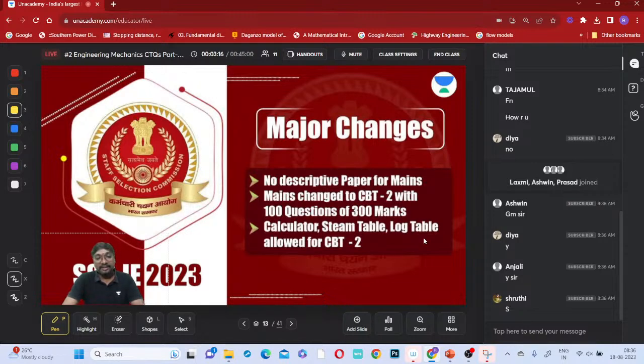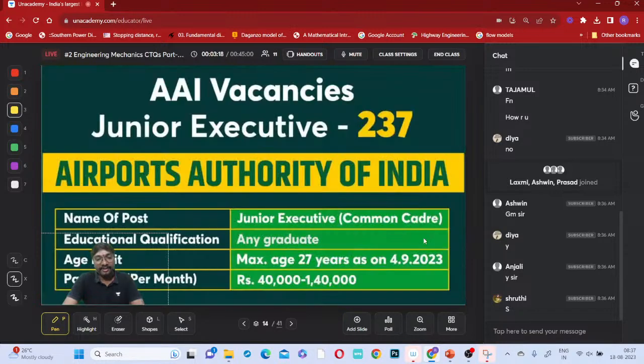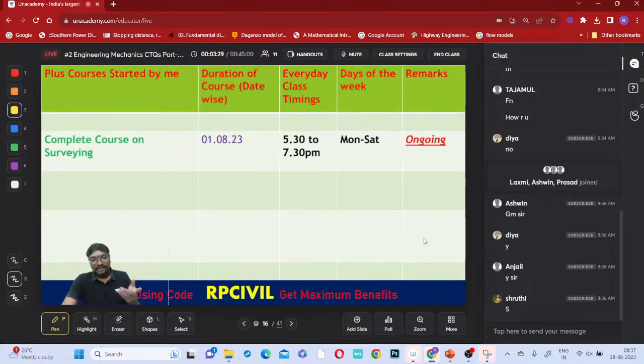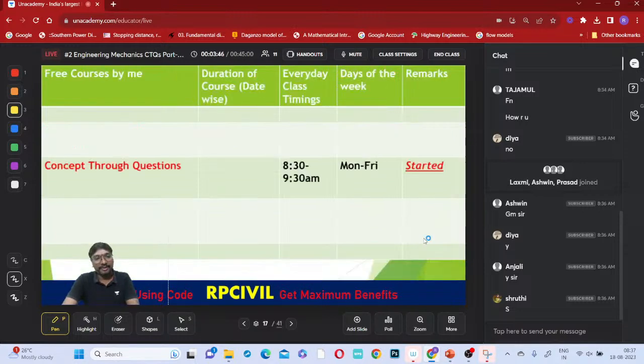So AAI also, the AAI JE, junior executive, is also there up to September 4th. Those who are applying for this, don't miss it. Try to apply, everyone, if you are willing to apply. You just apply. The only thing you will lose is the exam fee, but you will get the experience of the examination and how questions can be covered. And the non-technical part, anyway, you are preparing for SSC JE and your state examinations, so there is no separate preparation required now.